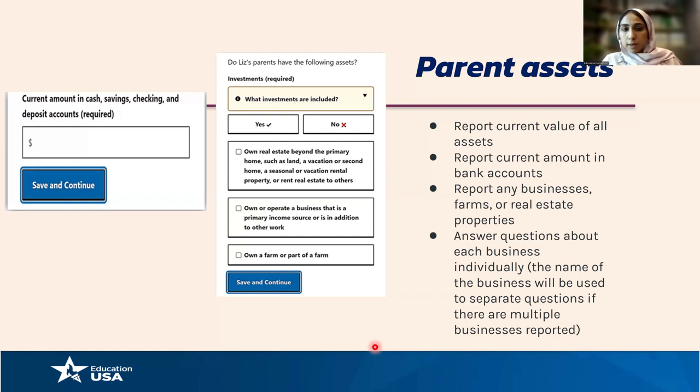And report your current amount in your bank accounts, report any businesses, farms, or real estate properties. Answer questions about each business individually. Name the business which will be used to separate questions if there are multiple businesses reported. So if your parent has more than one business, you will report them separately.